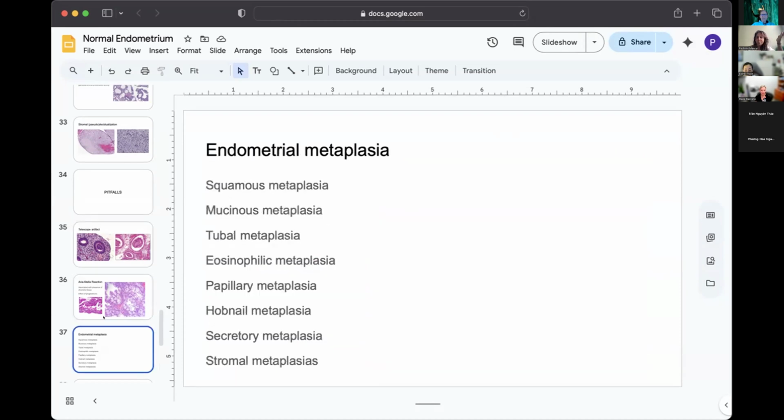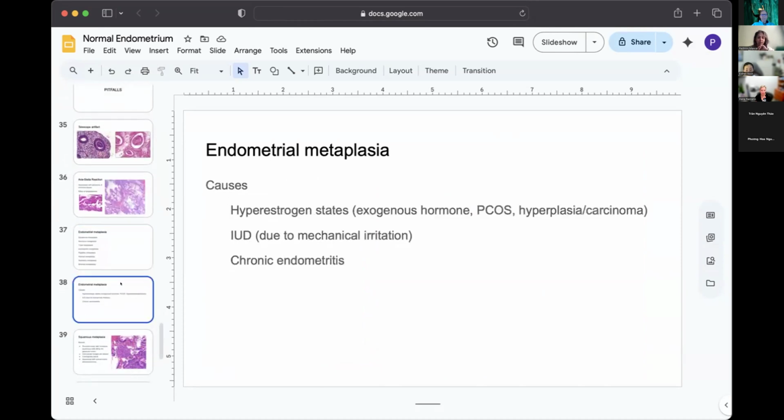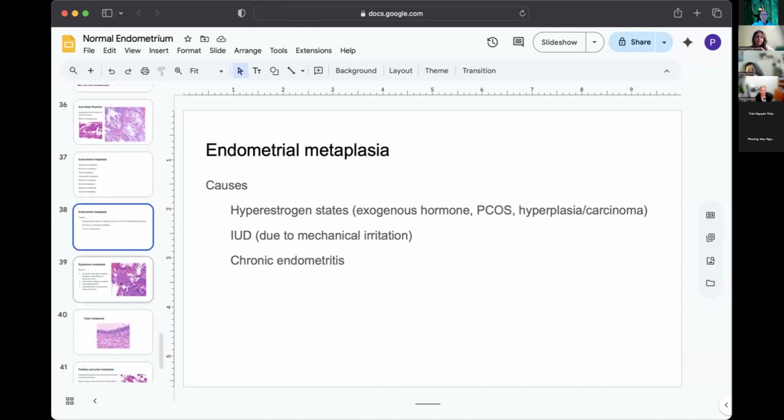And then metaplasia. There are so many different types of metaplasia. I'm just going to show some nice examples so you see them. What causes metaplasia is a change in hormones from baseline. So either high estrogen related to if the patient has PCOS, or if they have cancer, or if they're receiving exogenous treatment. An IUD can do it, and chronic endometritis can also trigger it.